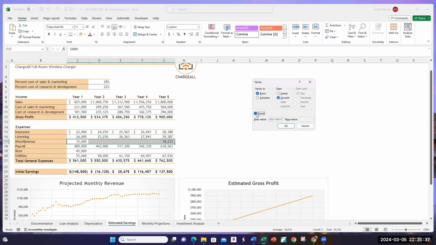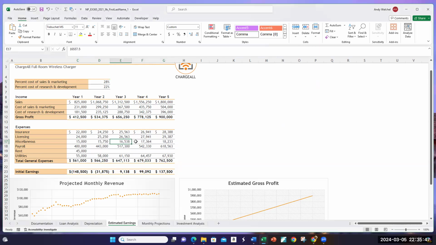Oh, we need to select the trend box. When you do growth, you need to select the trend. There we go. So it went from that to that, up to that, up to that, up to that. And I think it's not linear like this evenly. I think it increases by an increasing amount. So it increases faster and faster until it gets there. It's just a different way of doing it.